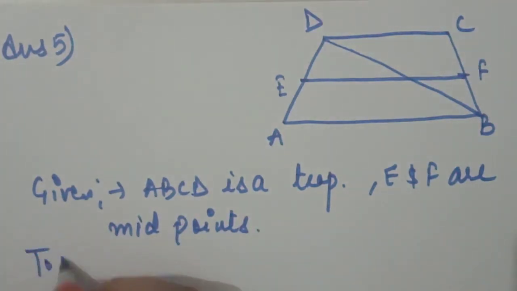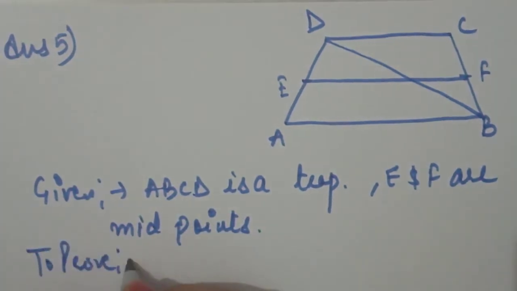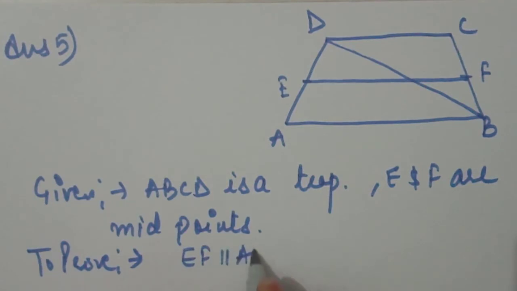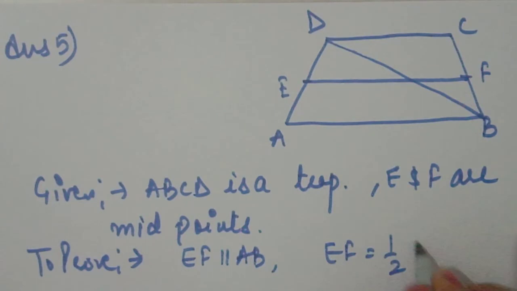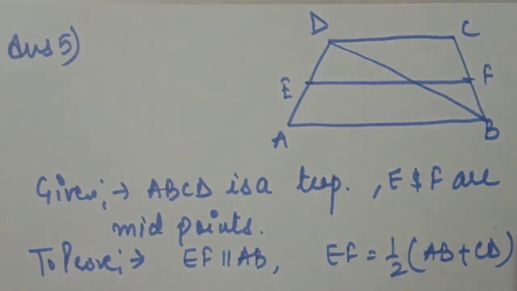To prove, we have to prove two things in this question. First part, we have to prove that EF is parallel to AB, and second part, we have to prove that EF is equal to half of AB plus CD.